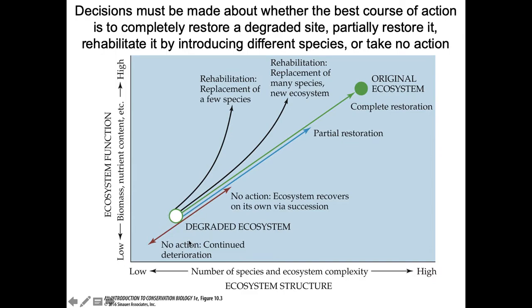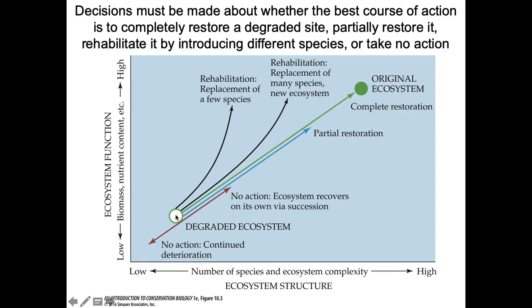A degraded ecosystem is going to have low ecosystem function, but also low structure. So low numbers of species and low ecosystem complexity. As we move this way, we get higher numbers of species, more biodiversity, and increased ecosystem complexity. So one thing we could do is nothing. Now, depending on the ecosystem, it could continue to deteriorate. And if that's the case, we may really want to take some action to try and help it recover.